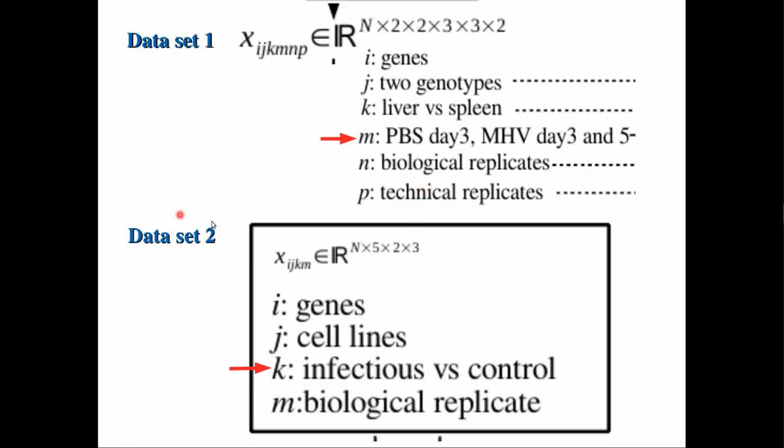For dataset 2, the tensor is much simpler. It has only 4 suffixes. x_ijkm represents the expression of the i-th gene in 1 of 5 cell lines, and whether it is an infected cell line or control. And for these conditions, there are 3 biological replicates.